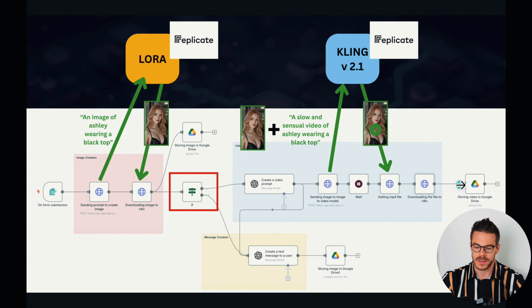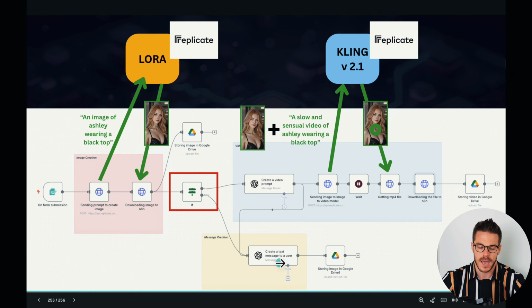And parallel to that, we also have the message creation part. You see, at that point, we just split the workflow. We went down that route to create the video, but we also went down that route to create the message. And what we do here is very simple. We just use another LLM step to turn our image idea into a suitable message.